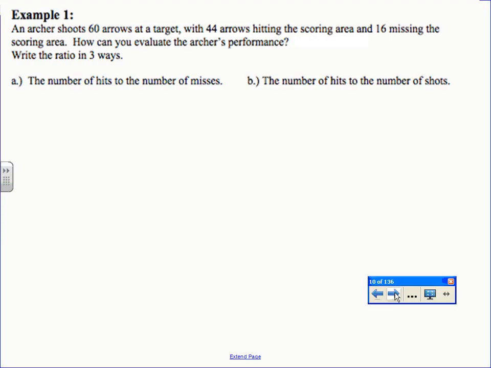So I'm first going to write it as a fraction. I have a bad habit of always writing it as a fraction first. You don't have to agree with me. You could write it with the word to in between first or with the colon.